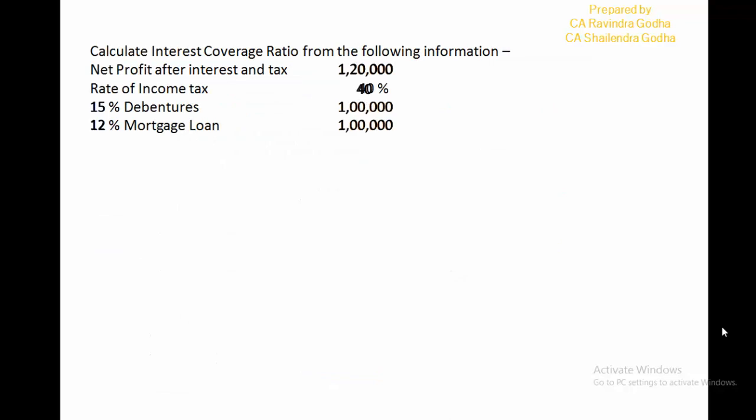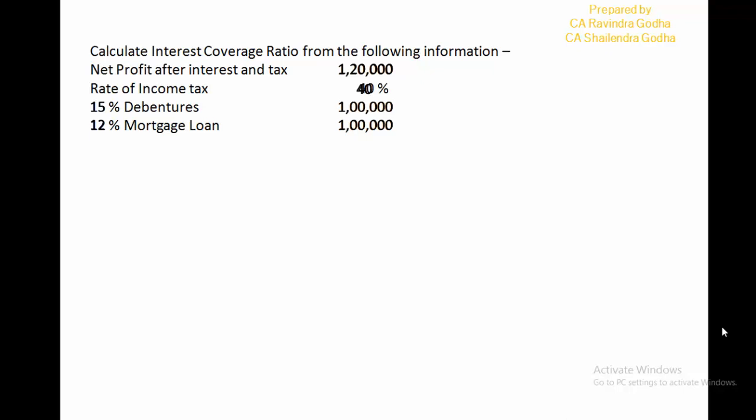In this question, net profit after interest and tax is given. Rate of income tax is given. In the last question, the amount of tax was given. But in this question, a rate of tax is given. So it is a classical example of this question. And it is asked several times in the examination.